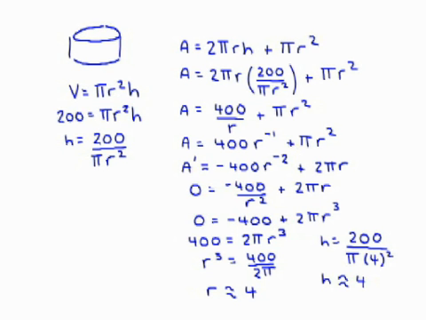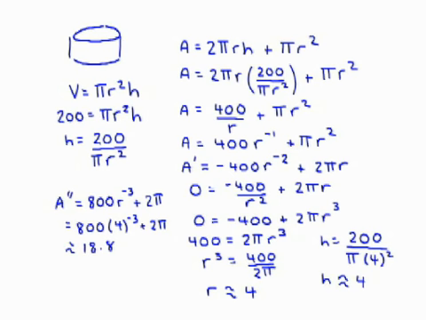Now the only thing I have to check for is, am I indeed dealing with a minimum? So I need to look at my second derivative. A double prime is going to be equal to 800 r to the negative 3 plus 2 pi. I now simply substitute in that value of r that I worked out, which was 4, and I find that A double prime is equal to 18.8 when r is equal to 4. What we'll note here is that A double prime is greater than 0. Since my second derivative is positive, I can clearly state that we are dealing with a minimum.